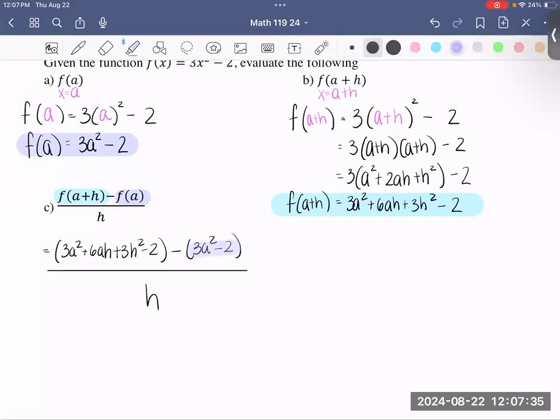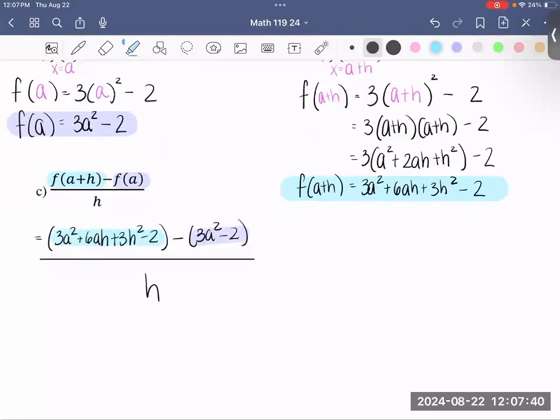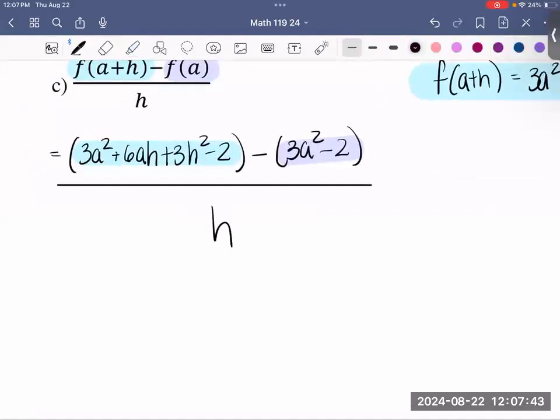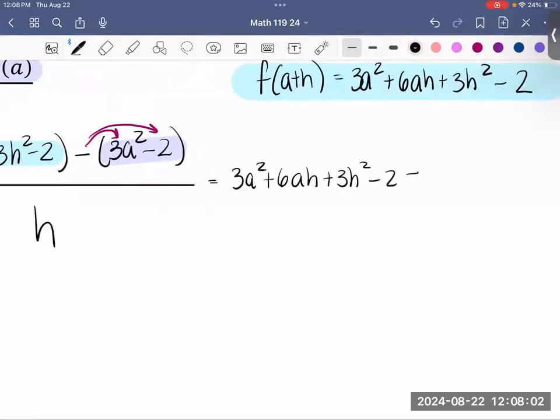So one more time, this is kind of color coordinated so you can see where we're getting these values. And now go ahead, pause the video, and simplify. We're going to go ahead and distribute this negative in and drop your parentheses over here. So you have 3a squared plus 6ah plus 3h squared minus 2, minus 3a squared plus 2, all over h.